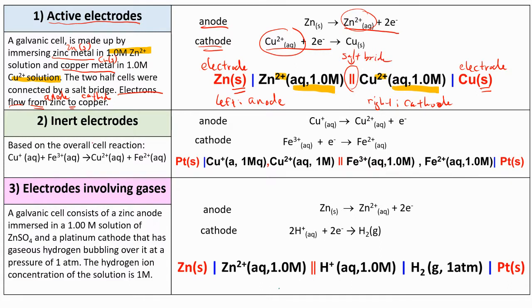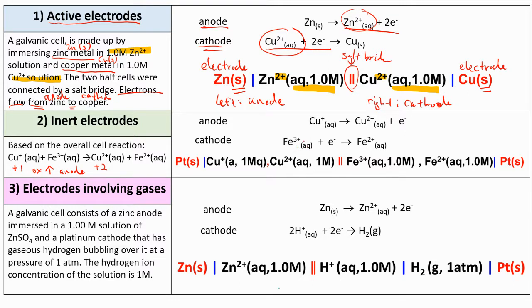Okay, another type of question. Based on the overall cell reaction, you are given the overall reaction, and you must determine which one is anode and which one is cathode. Let's say I use copper: Cu+ becomes Cu2+. So the oxidation number increases, so it is the anode. So copper is at the anode, then automatically the cathode will be iron.